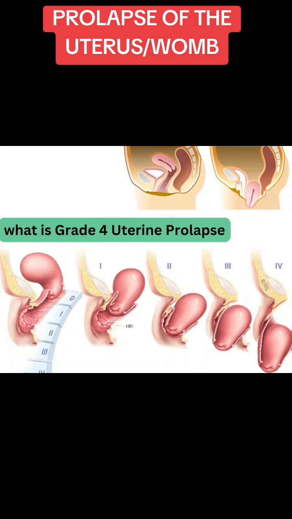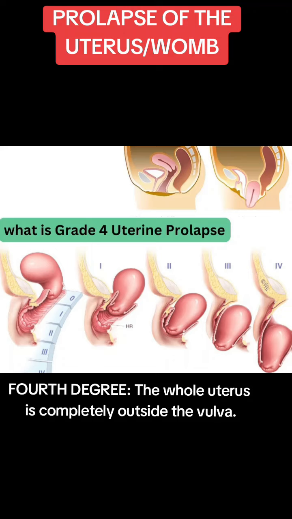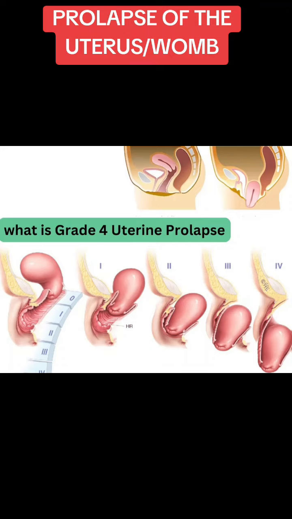The last but not the least is the fourth degree. With that one too, the whole uterus is completely outside the vulva or the external genitalia. In other words, the whole womb comes out completely. These classifications help healthcare providers to know the severity of the prolapse and also guide them in treatment.